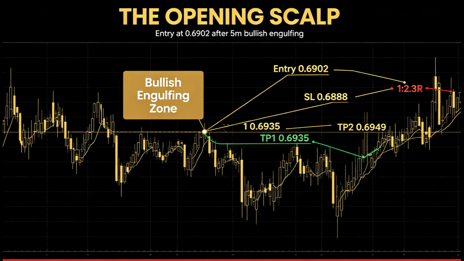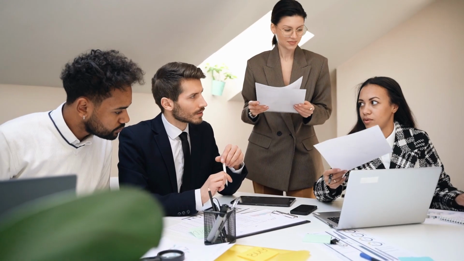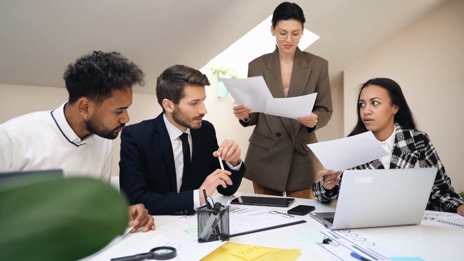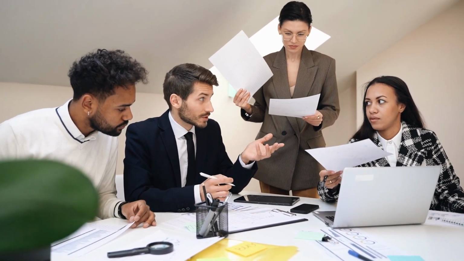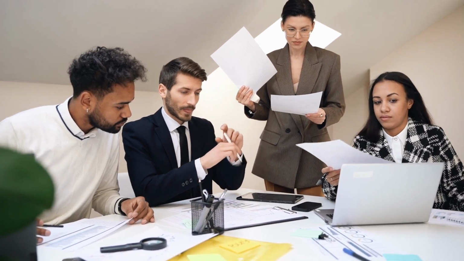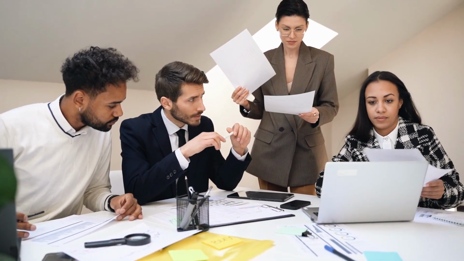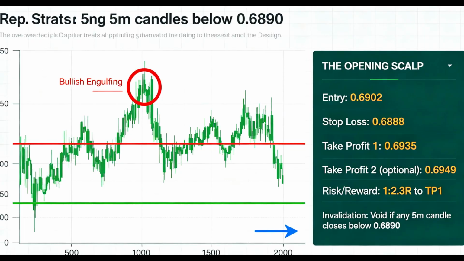The opening scalp entry: 0.6902, 5M bullish engulfing after tap of 0.6896 to 0.6894, stop loss 0.6888, take profit 1 0.6935, take profit 2 optional 0.6949.